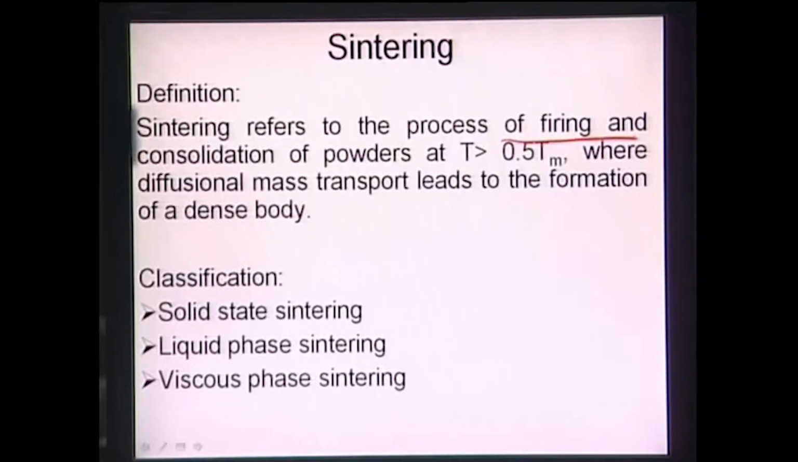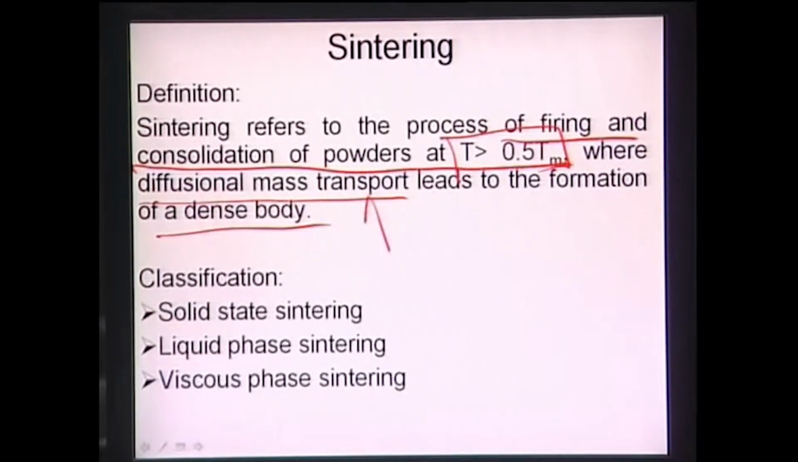Sintering actually refers to the process of firing or consolidation of powders at T greater than 0.5 Tm. That is the fundamental definition, and in this temperature region, T greater than 0.5 Tm, diffusion and mass transport lead to the formation of a dense body. So essentially, if you know basic material science or basic metallurgy, diffusion is the process which takes place typically at a temperature greater than 0.5 Tm, and therefore diffusion and mass transport take place extensively in this high temperature process, and that leads to a dense body.